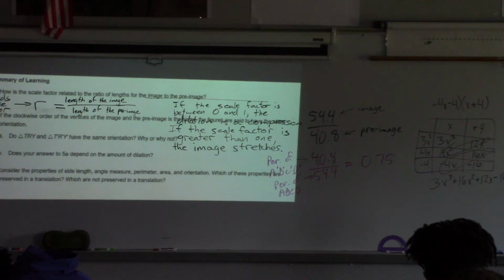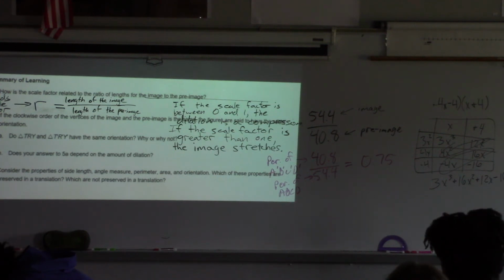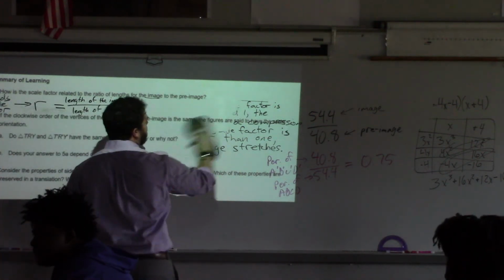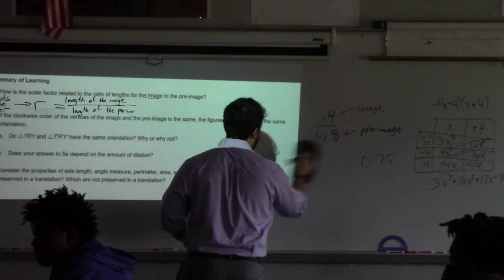And this is what I want you to notice. When I say what is the relationship, or how are they related, the scale factor is the ratio. They are the same thing. So then what's the difference between them? Nothing. They're the same. The ratio is how we calculate the scale factor. Let me clarify this. This actually is a good question.